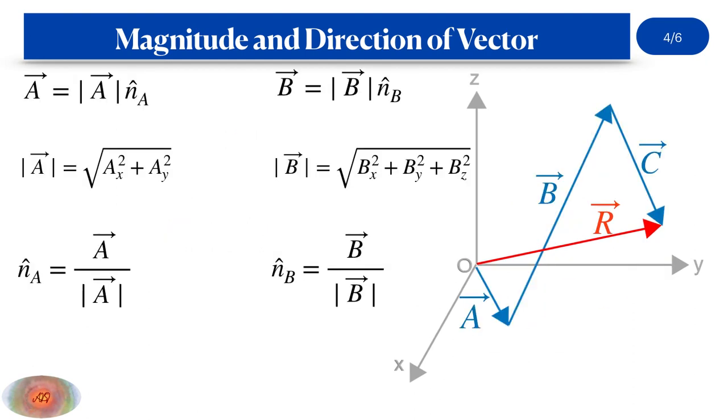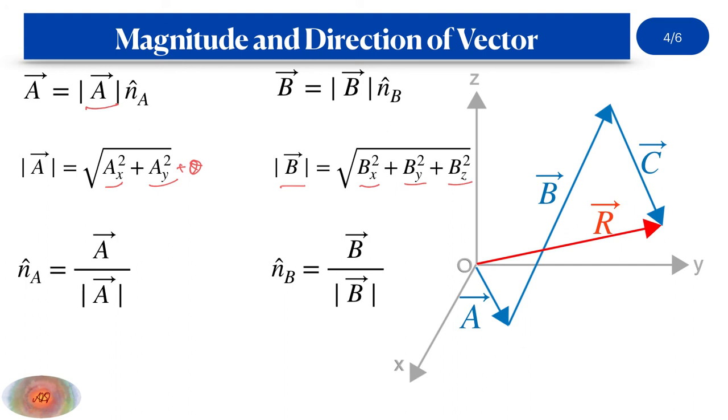Now the question may arise: what is the relation of this magnitude with their components? The relation is very simple. The magnitude is nothing but the square root of the sum of the squares of each and every component of the vector. So for the vector a, it is root over ax square plus ay square, because we already know that the z component was 0. That is why only ax and ay represent the magnitude of the vector. But in case of the vector b, all three components exist, so root over bx square plus by square plus bz square represents the magnitude of the vector b.